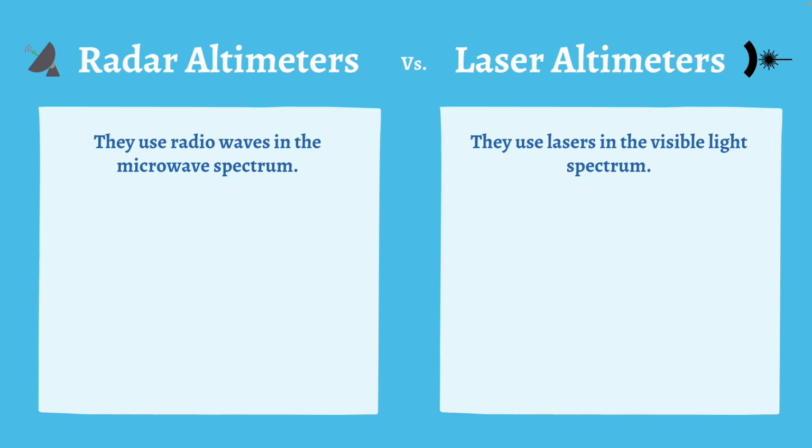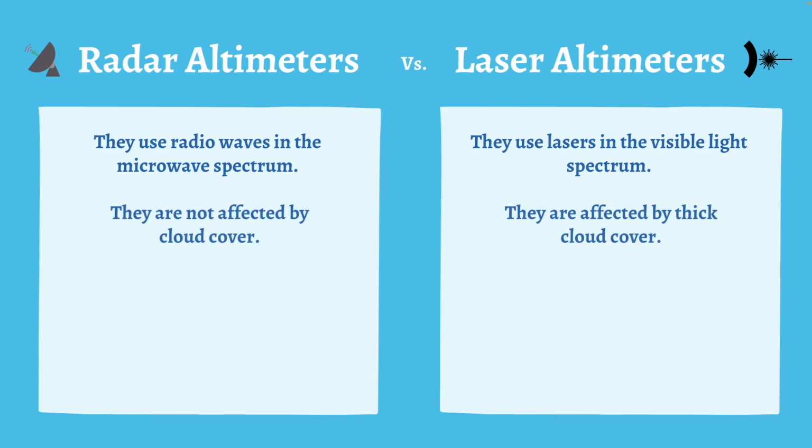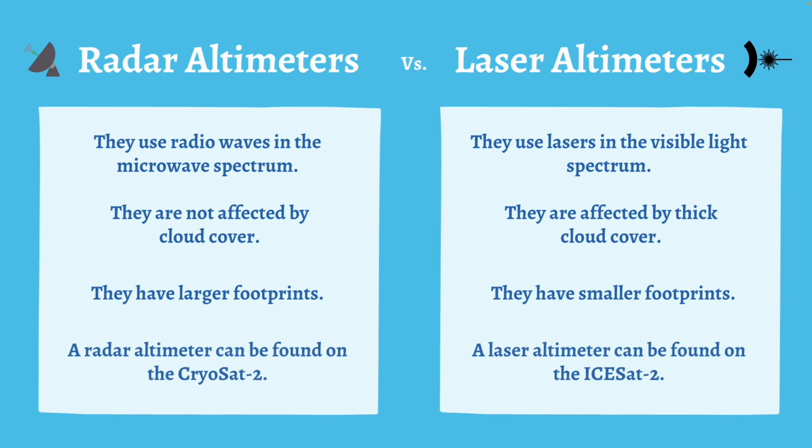However, radar altimeters use radio waves in the microwave spectrum and therefore are not affected by cloud cover. On the other hand, laser altimeters operate in the visible light spectrum and therefore are affected by thick cloud cover. This is due to their smaller wavelengths. Laser altimeters have smaller footprints, improving precision. However, technology such as SAR has been developed for radar altimeters to be more precise.